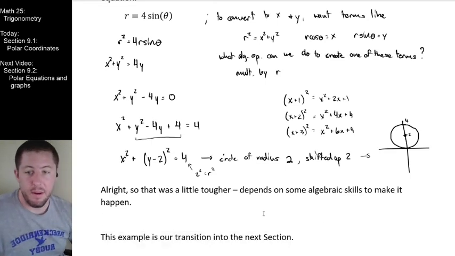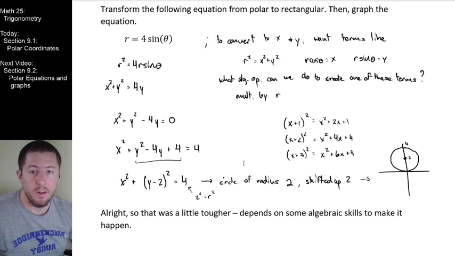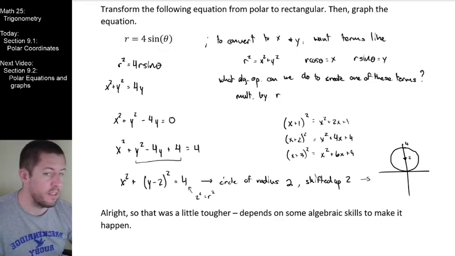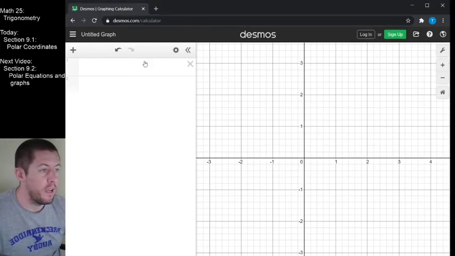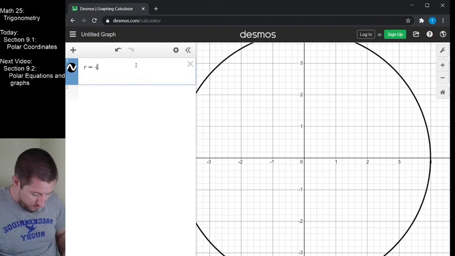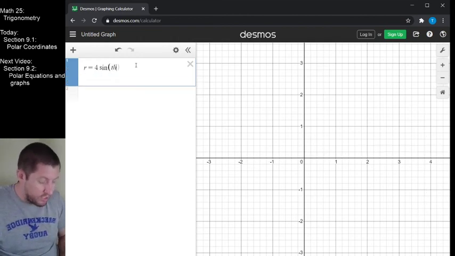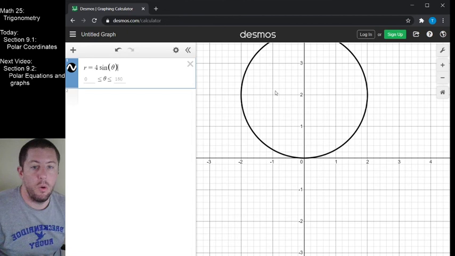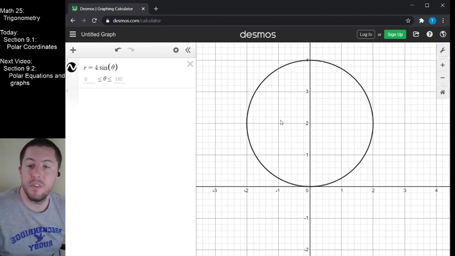Let's just real quick verify that I'm not lying to you, and then we'll go ahead and call it a video right here. Our claim is that r equals 4 sine theta is a circle of radius 2 shifted up 2 units. That's not obvious at all from this equation, but it's a really simple equation. It's a lot simpler than this final one that we wrote down here in rectangular. So let's go ahead and see it over here in Desmos. r equals 4 sine theta, and I just type out the word theta, and what do you know? We get a circle of radius 2 shifted up 2 units from the origin where it was originally sitting.